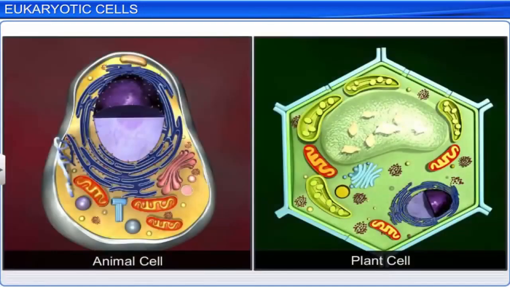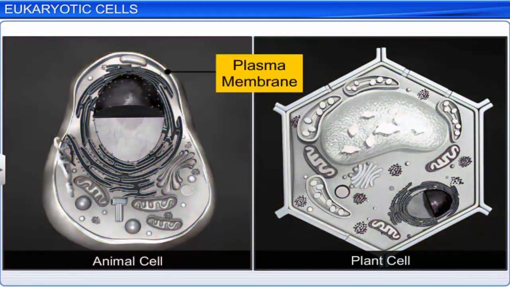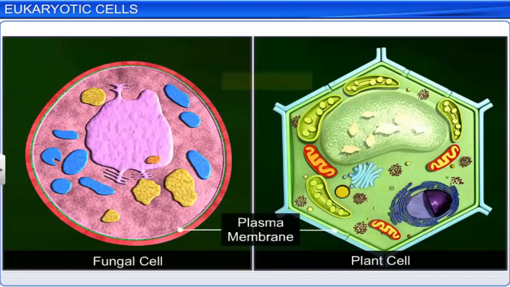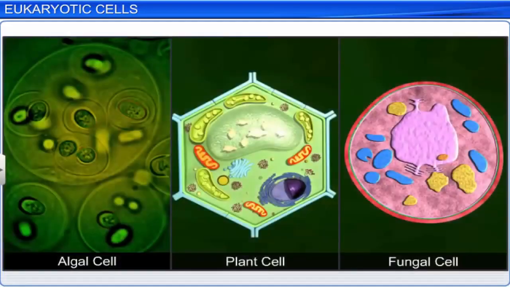Eukaryotic cells differ not only in their cytoplasmic organelles, but also in their structure. Take, for instance, animal cells in which the plasma membrane forms the outer boundary of the cell. But in fungi and plant cells, the plasma membrane is covered by a cell wall which forms the outer boundary. Interestingly, the composition of the cell wall is different in different eukaryotic cells.